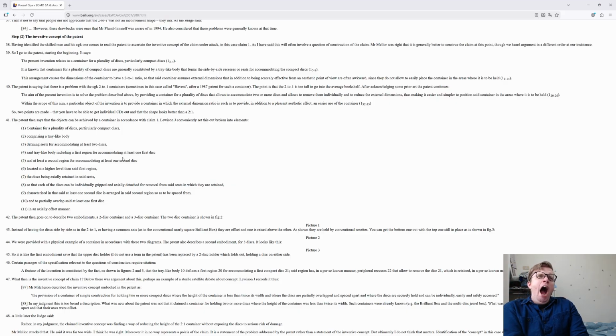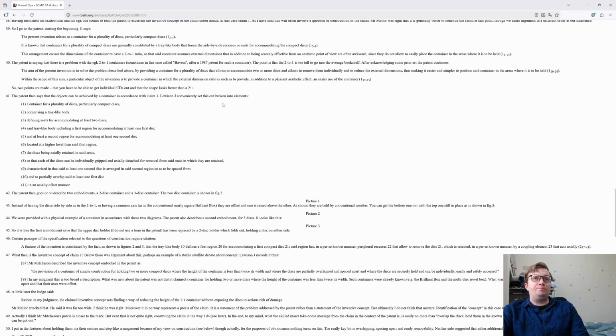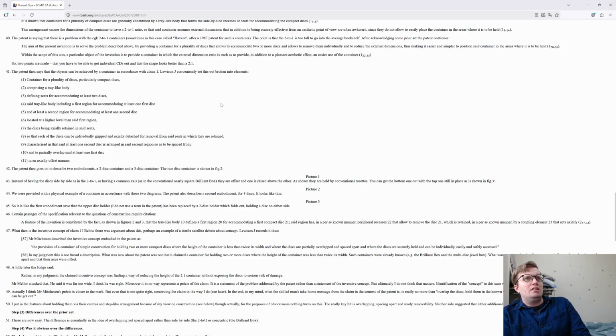We're overcoming this 2-to-1 container problem. So we're allowing it to accommodate two or more disks, allows them to remove them individually and reduce the external dimensions, thus making it easier and simpler to position and hold the container in the areas where it's to be held. So it's basically for putting on a shelf.